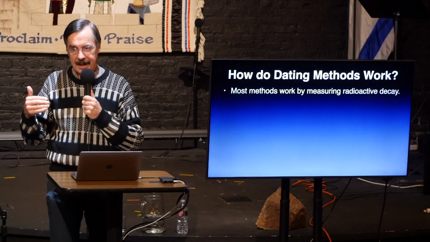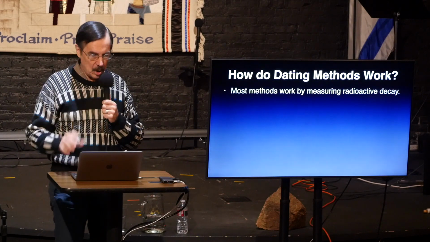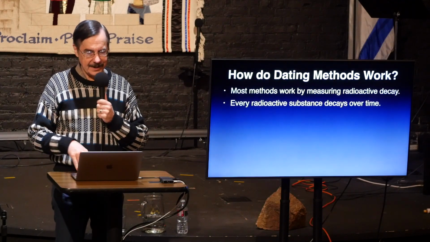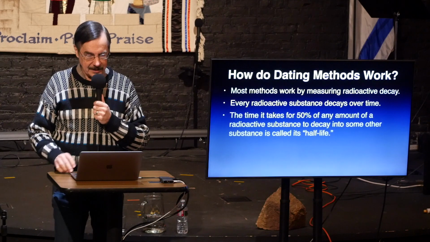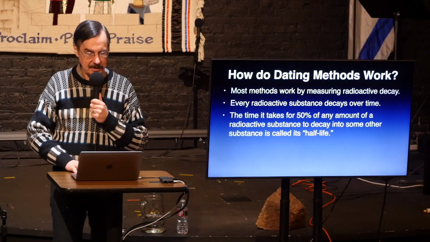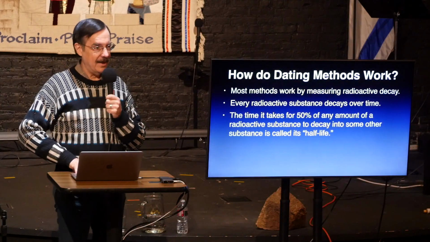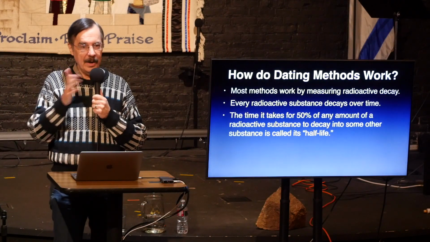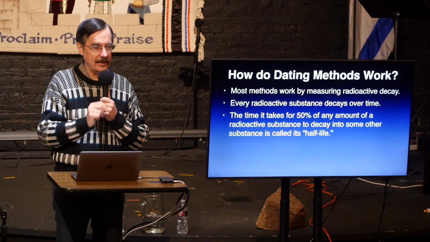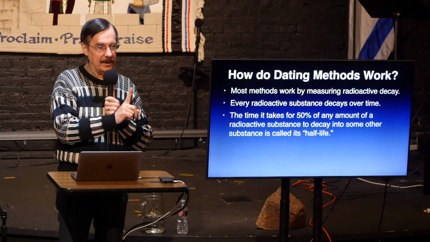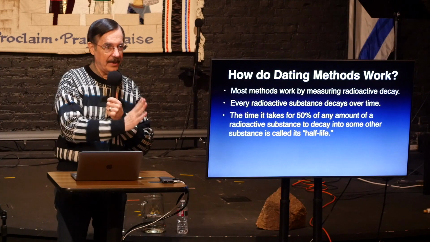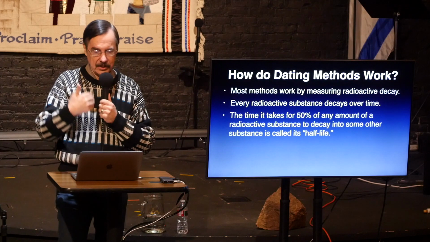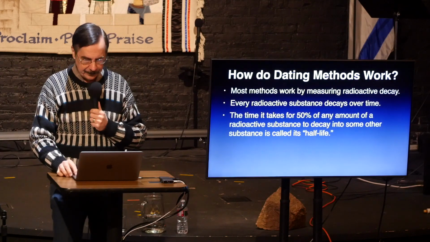And as they decay, you can notice things about them. So every radioactive substance decays over time. The time it takes for half of any amount to decay is called its half-life. So if you start with some sample size, one half-life later, half of it is there. Another half-life later, only a quarter of the original, because half of a half. And 3 half-lives later, only an eighth is left, and etc. So it goes down pretty quickly.